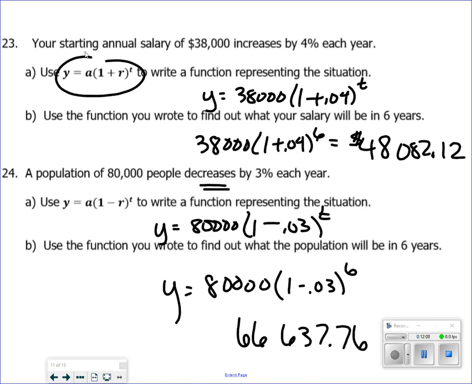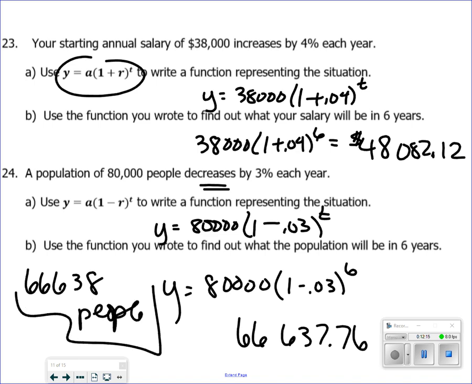And I can make the argument, since we're talking about people, that you could round this to the nearest person.